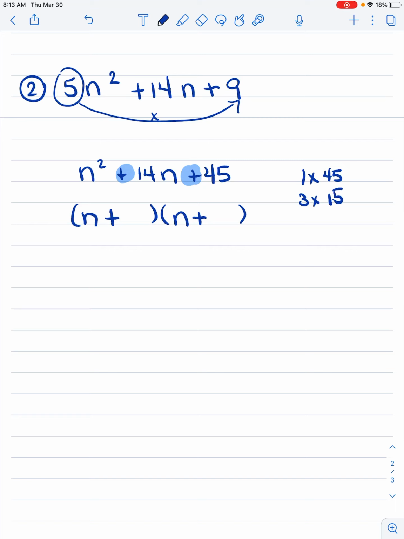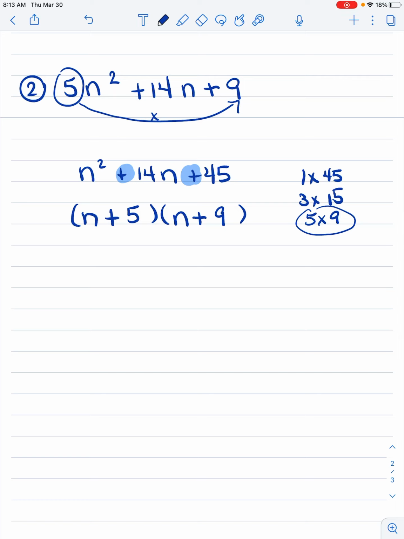And let's see, what else is there? Is there anything else? 9 times 5, right? 5 times 9. Now we're looking for a sum of 14. Well, look, 5 plus 9 is 14. So we're going to have n plus 5 times n plus 9.